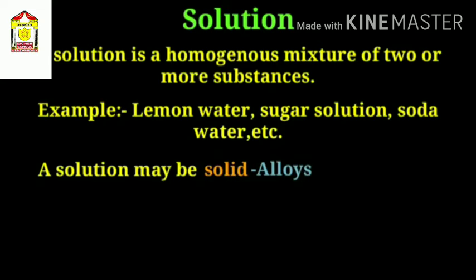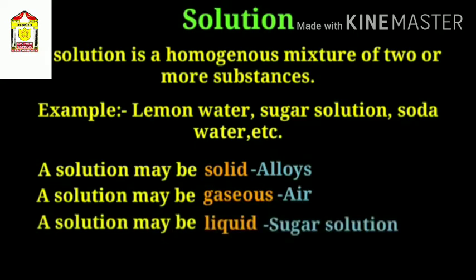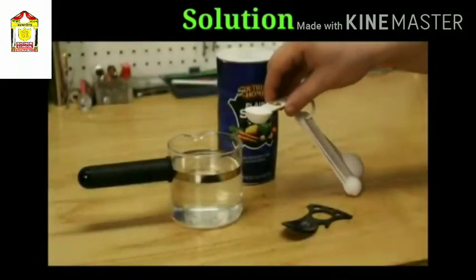You know what alloys are? Alloys are mixtures of two or more metals or non-metals. Alloys are a kind of solid solution because the components are solids only. A solution may also be gaseous, for example air. Air is a mixture, and it is a solution of different gases. It can also be liquid, like sugar solution.